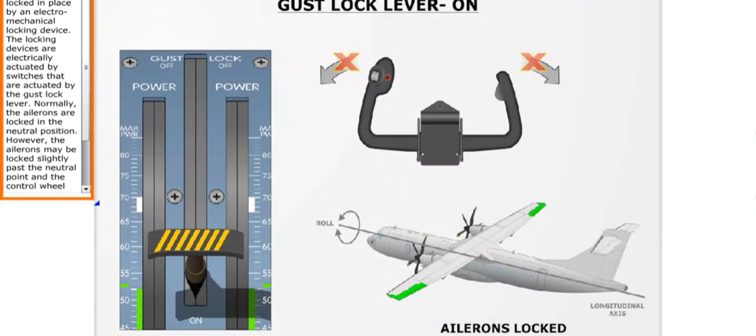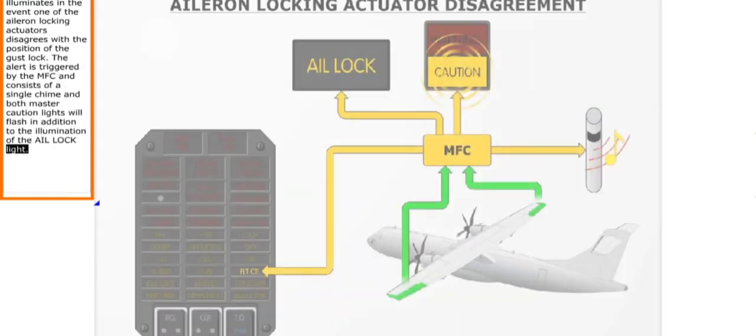Each aileron is locked in place by an electromechanical locking device. The locking devices are electrically actuated by switches that are actuated by the gust lock lever. Normally, the ailerons are locked in the neutral position. However, the ailerons may be locked slightly past the neutral point and the control wheel may be up to 5 degrees left or right of center.